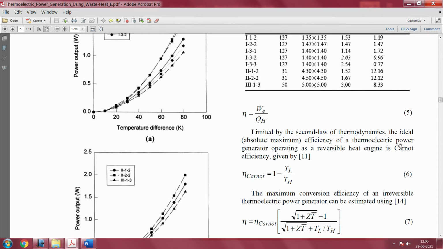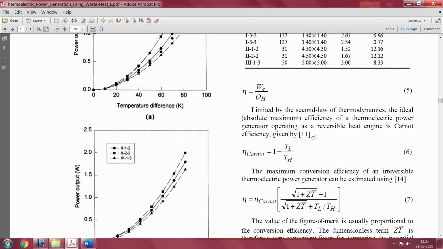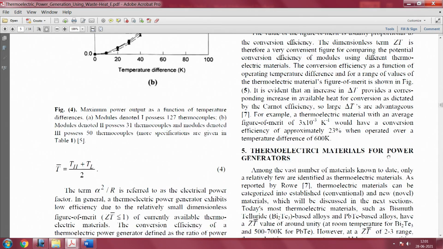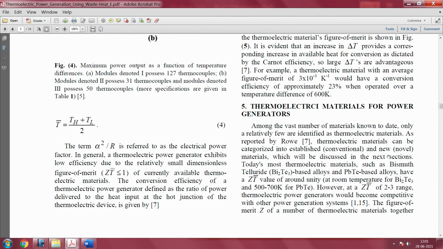Limited by the second law of thermodynamics, the ideal efficiency of the thermoelectric generator operating as a reversible heat engine is given by this Carnot expression, 1 minus TL by TH. And the maximum conversion efficiency of an irreversible thermoelectric power generator can be estimated using this expression, okay. I think this is being emphasized here. So let us look at this.